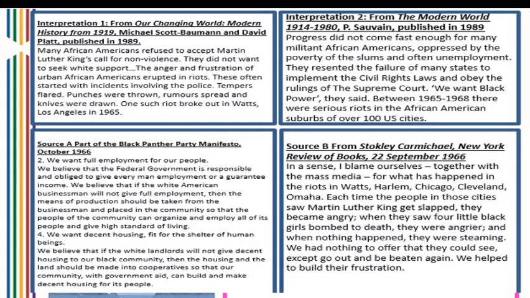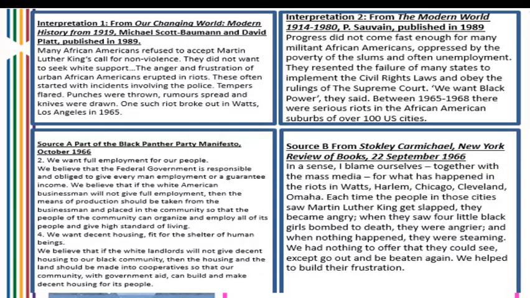Number 4, we want decent housing fit for the shelter of human beings. We believe that if the white landlords will not give decent housing to our black community, then the housing and the land should be made into cooperatives, so that our community with government aid can build and make decent housing for its people.